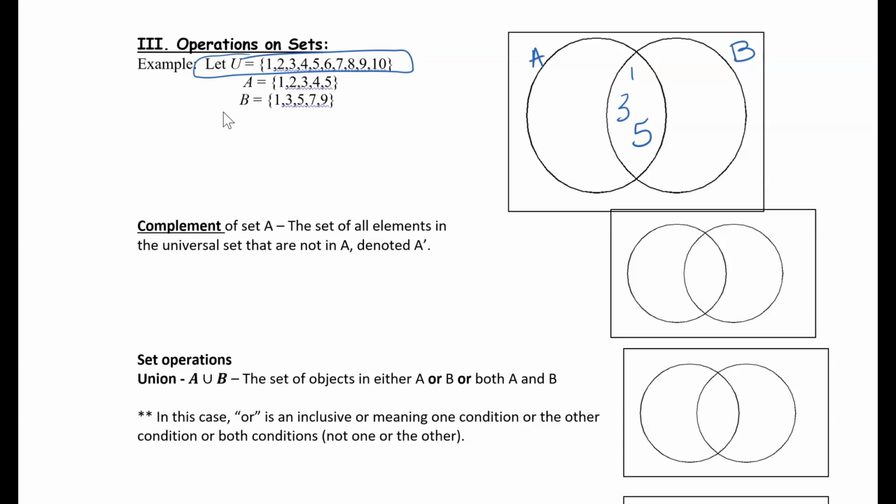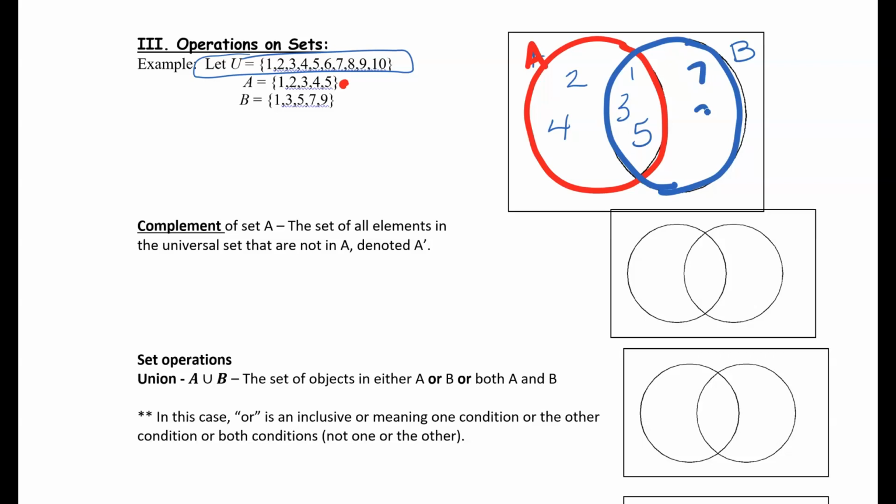After I'm done with that, I'm going to fill in the rest for A. It looks like I'm missing 2 and 4. Now I'm going to grab a different color here. If we look at just circle A, it has 1, 2, 3, 4, and 5, which is what it should have. Then I'm going to use blue for circle B. It already has 1, 3, 5 in the middle, but it looks like we need a 7 and a 9 there.